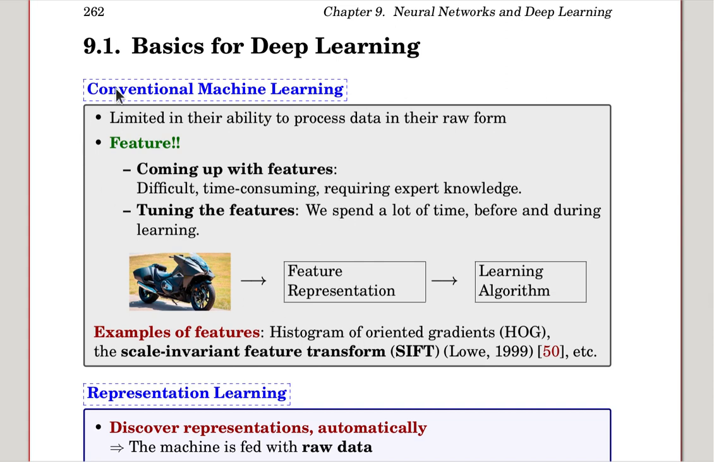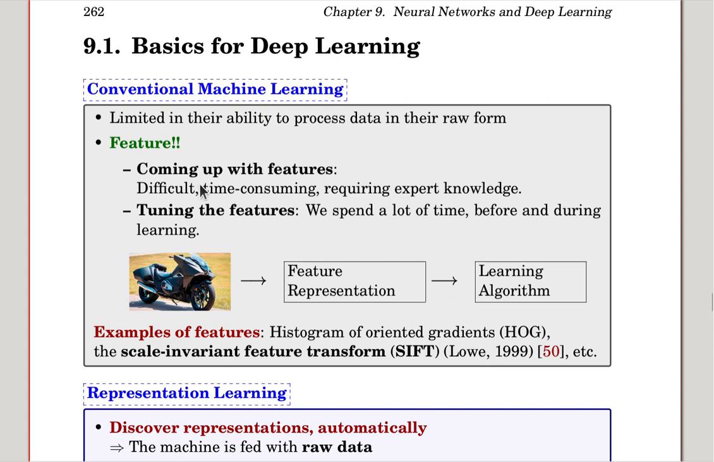In conventional machine learning, it is not easy to get a good classification model using raw data. So engineers should provide features. For example, this autobike image is raw data, and engineers make features, and along with that feature representation, the machine learning algorithm works to get a classification model.